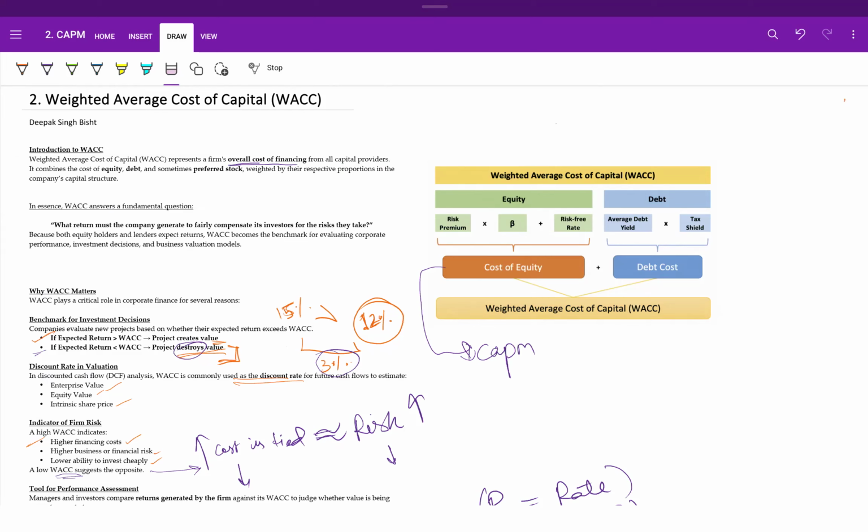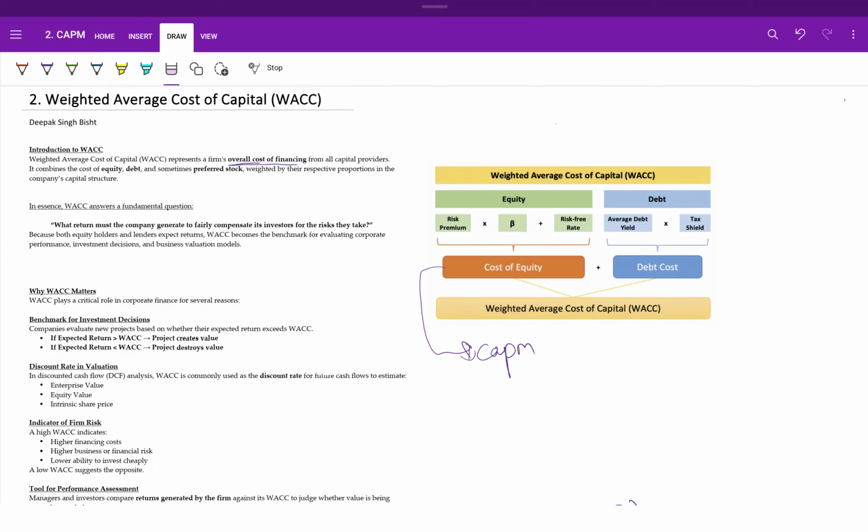And the cost of debt is calculated using the averaging of the debt which the company has raised previously. So this is CAPM, capital asset pricing model. And for debt, we average the cost of debt raised previously by the company.